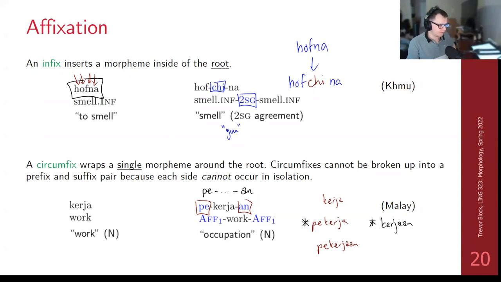Okay, are there any questions about these four types of affixes? Okay, so I have a question for you then. Is there an example of infixation or circumfixation in a dialect of English that you might know, or just in general English?